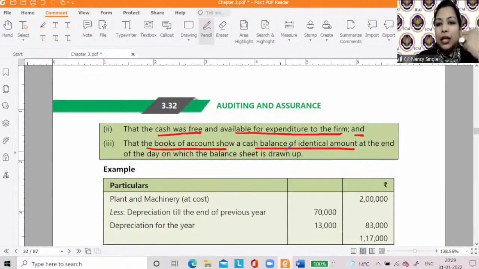Okay? If you are going to assume what? Whatever has been asserted by management. Now management will not write that we are free to spend this cash. No, this is implied.